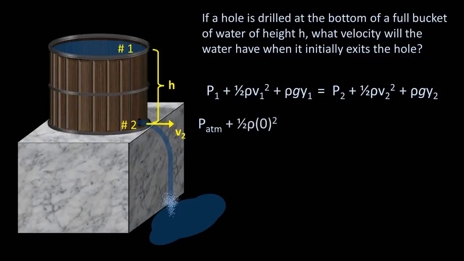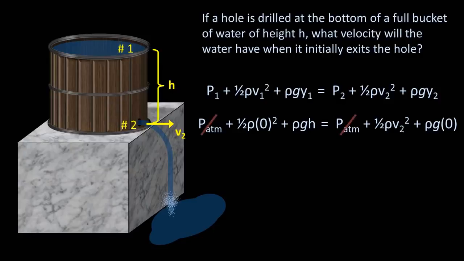The value of y1 is the height of point 1 above some arbitrary level. We can make that arbitrary level anything, but let's make it the top of the marble block. So y1 becomes h. Next we have p2. This may or may not seem intuitive, but if point 2 is located just at the lip of the exit hole, the water here is also exposed to atmospheric pressure. So P2 is also P atmosphere. v2 is of course what we are solving for, and y2, or the height of point 2 above the top of the marble block, is 0.